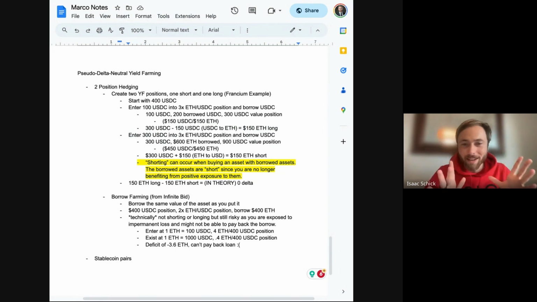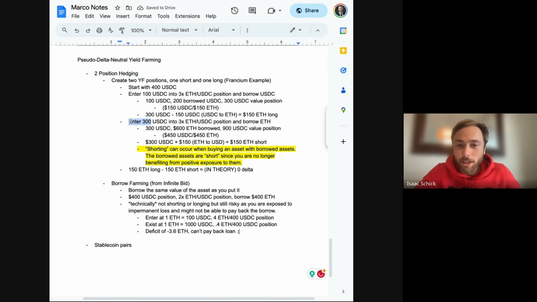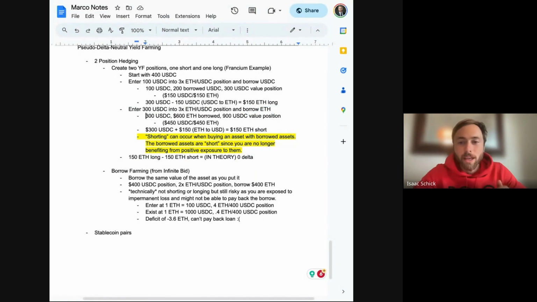So now we have to set up a second position in order to counteract that $150 value ETH long. The second position is going to need to be $150 ETH short. Then we'll be delta neutral after both these positions have been set up. This is essentially a hedge position, okay? So we're hedging. In this case, we're going to enter 100 USDC into a 3x ETH-USDC position. And in this case, we're going to be borrowing ETH instead of USDC. So we take 300 USDC and we borrow $600 worth of ETH, and then we get a 900 USDC valued total position.